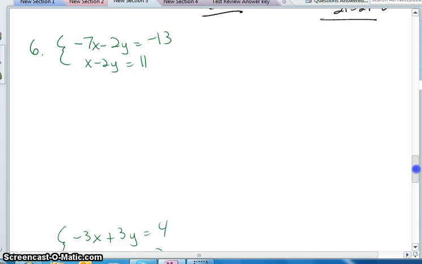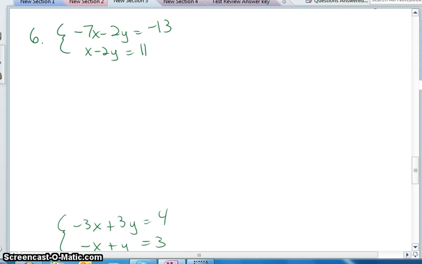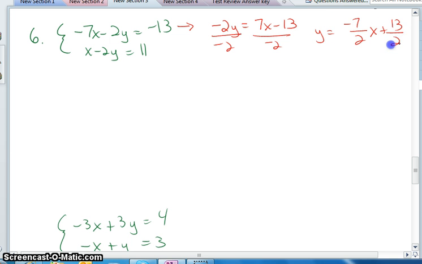Okay, what about this problem? I don't have the x by itself, and I don't have the y by itself. In this problem, if I choose the first equation and try to solve for y, I will get negative 2y equals 7x minus 13. Divide by negative 2. So I'll get y equals negative 7 halves x plus 13 over 2.